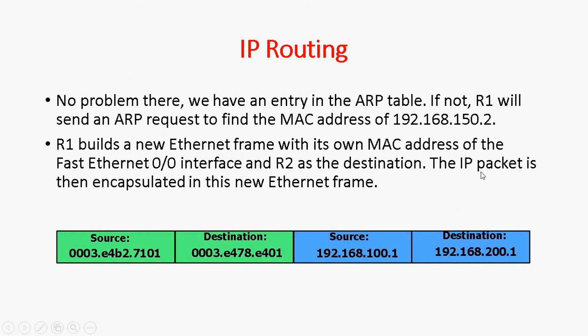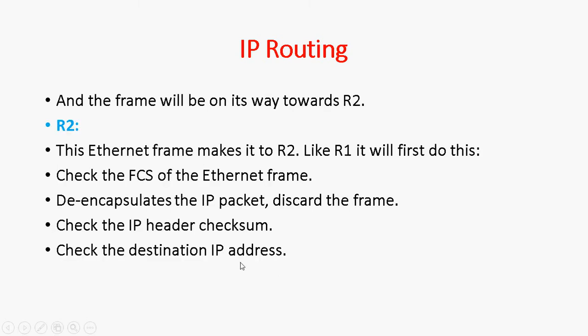The IP packet is then encapsulated in the new Ethernet frame. Source IP is the PC1 IP address and destination IP is the PC2 IP address. Source MAC address is the FA 0/0 of the router, and destination MAC address is the R2 router FA 0/0 interface MAC address. Okay, and the frame will be on its way towards R2.